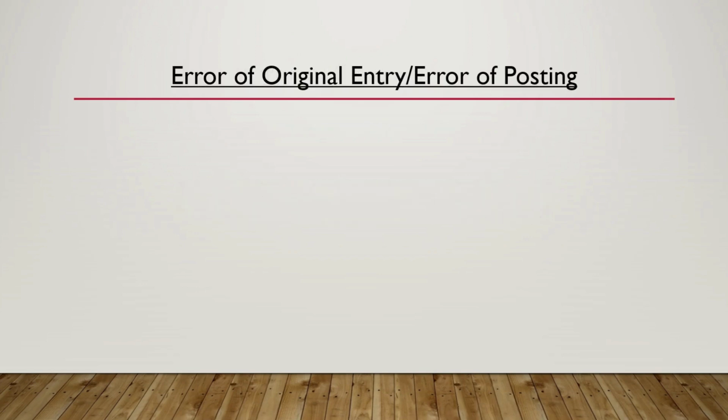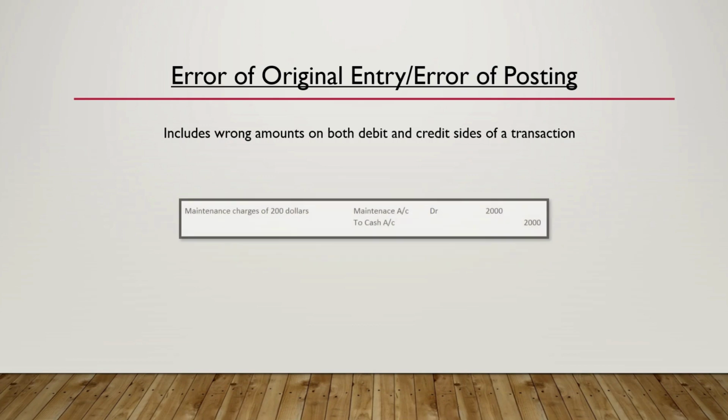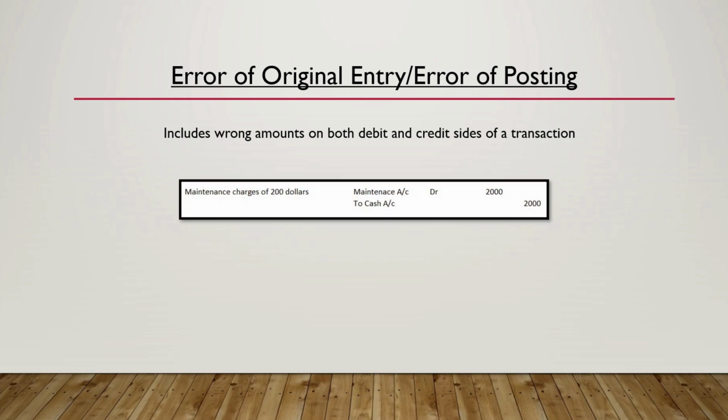Next one. Error of original entry or error of posting. It basically means it includes a wrong amount on both sides of debit as well as credit. Let's take the same example. Maintenance charge of $200. What if instead of $200, $2,000 are debited and cash is credited? So basically you used a wrong amount, and the wrong amount is used in both sides of an entry. So both debit and credit are inflated here. Hence you do not get to see whether the trial balance is correct or not based upon this sort of entry.